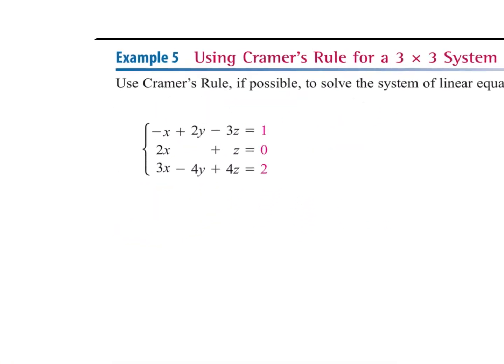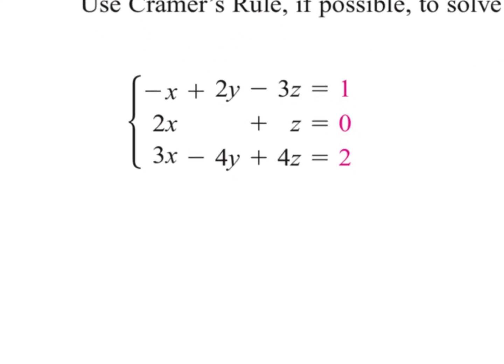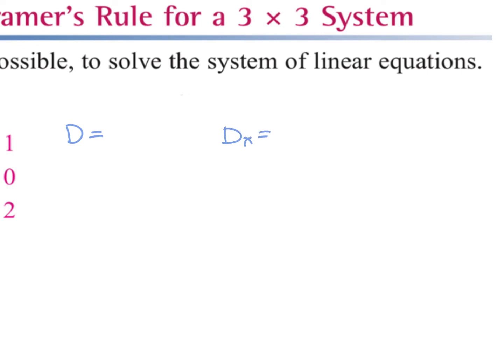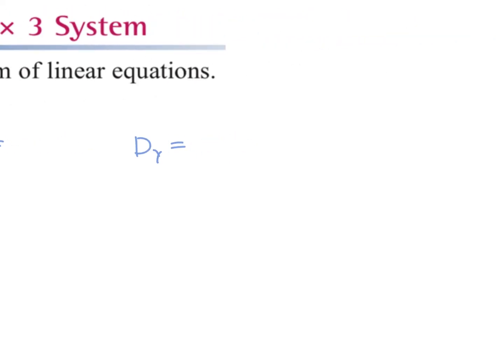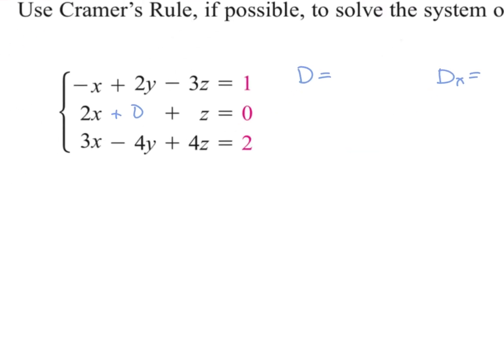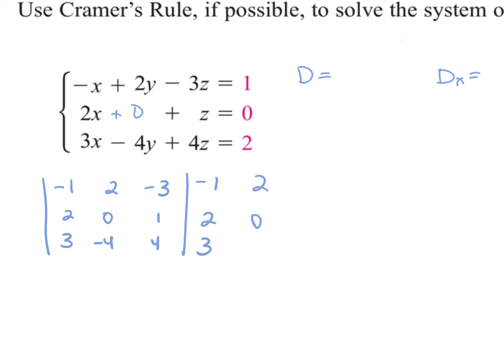Good. All right, let's do this one. You guys see any gaps or any spaces? Yes, so I'm going to put a 0 right here. So again, we have 3 variables. We have to find our determinant. We have to find our determinant for x, our determinant for y, and our determinant for z. So my first determinant is just going to be my coefficient. So negative 1, 2, 3, 2, 0, negative 4, negative 3, 1, 4. What do I need to rewrite? Negative 1, 2, 3, and then 2, 0, negative 4.